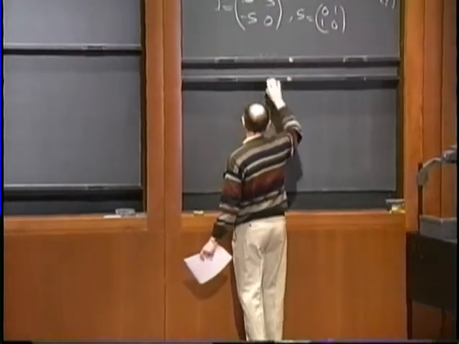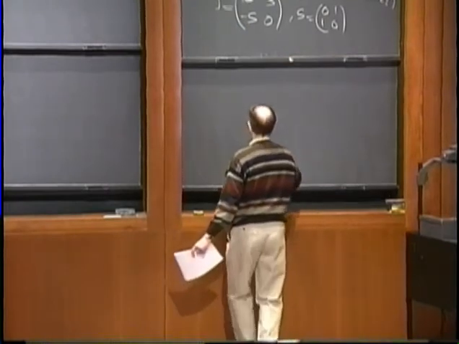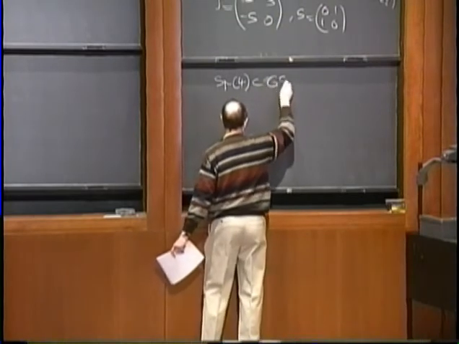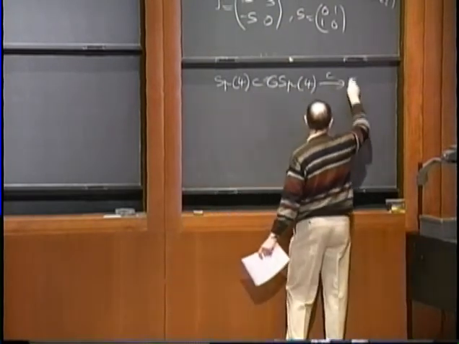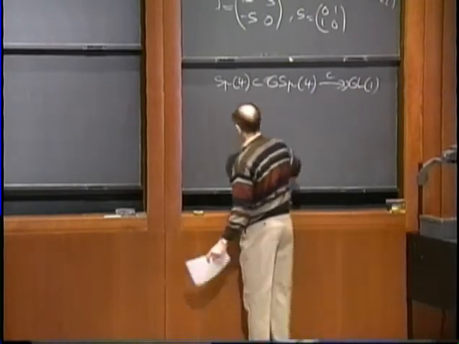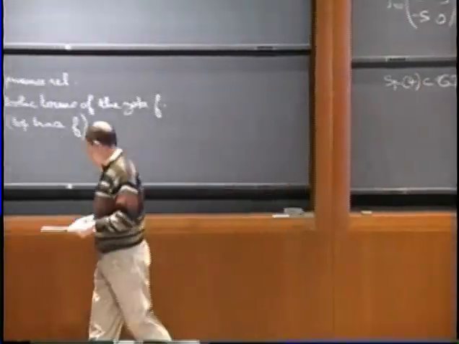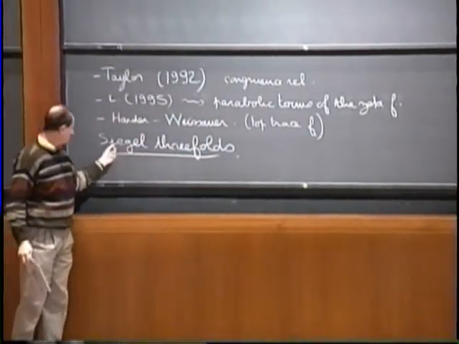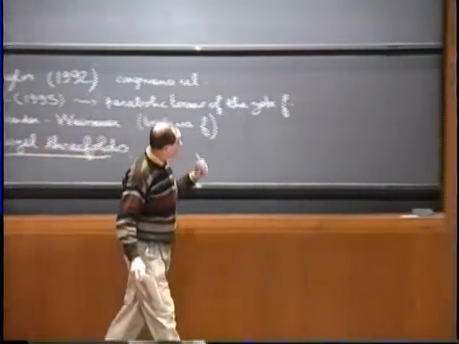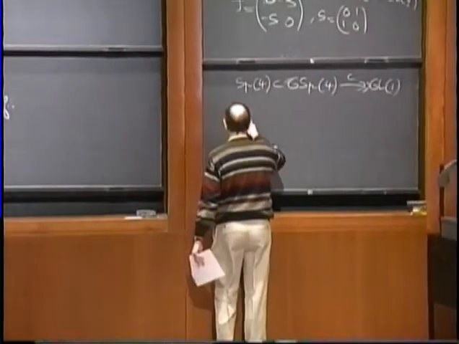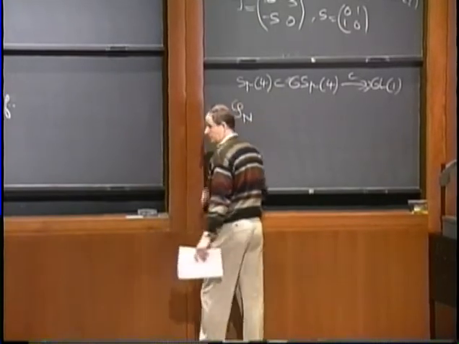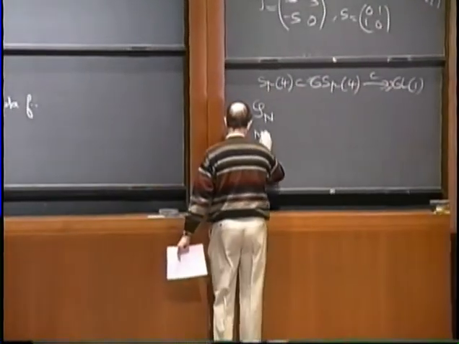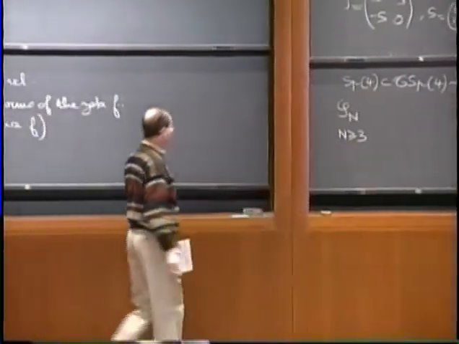So this group has a character, which is G_m, and the kernel of this character is a symplectic group, the usual symplectic group. The Shimura varieties associated to GSp4 are the so-called Siegel threefolds. They depend on the choice of a level. So I will take principal level n, and for simplicity, I will assume that n is at least 3.